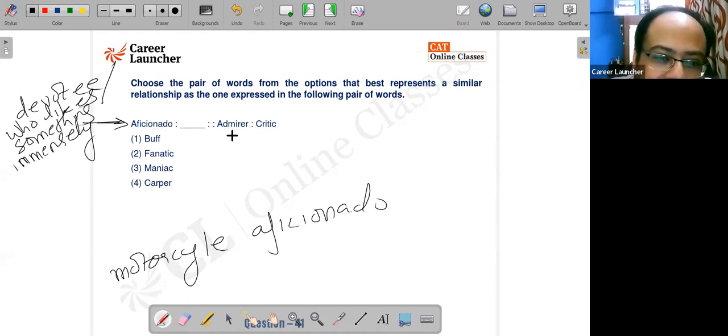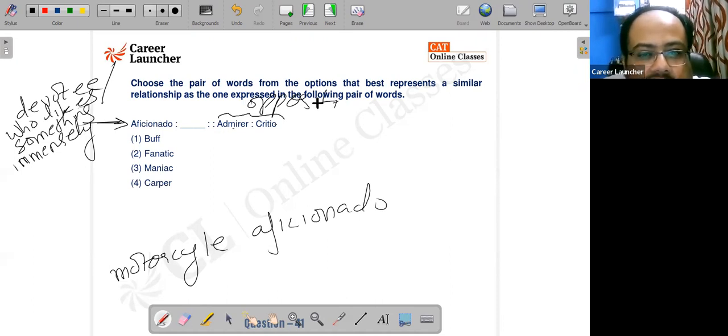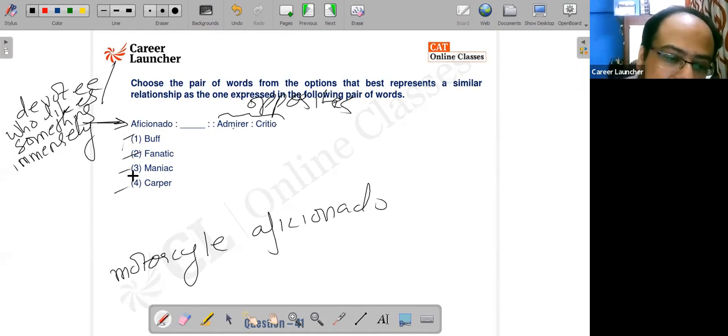So we are saying aficionado is to what, as admirer is to critic. You will notice that these two words, admirer and critic, are opposites. Admirer admires something, critic criticizes something. So now tell me, out of these four options, buff, fanatic, maniac, and carper, which word will be the opposite of aficionado? Aficionado is basically a devotee. Which option will be the opposite? The answer is option 4.